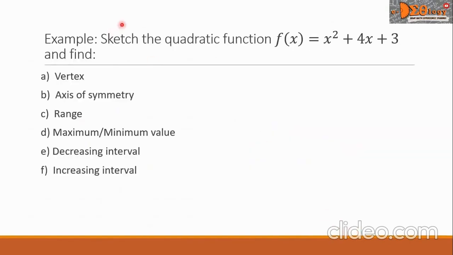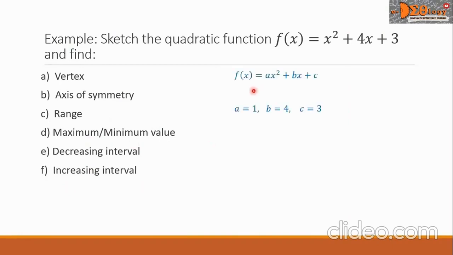Let's have an example. Sketch the quadratic function f of x equals x squared plus 4x plus 3, and find the following: a, vertex, b, axis of symmetry, c, range, d, maximum or minimum value, e, decreasing interval, f, increasing interval.